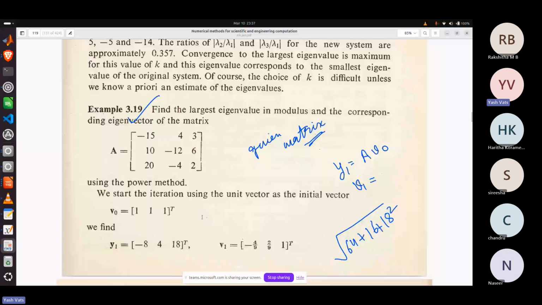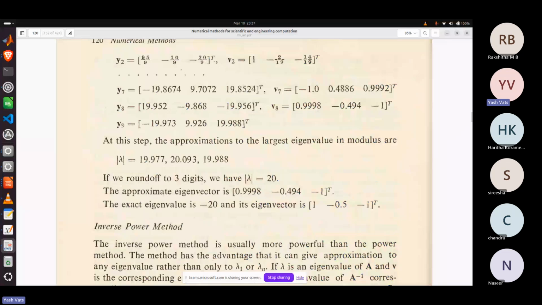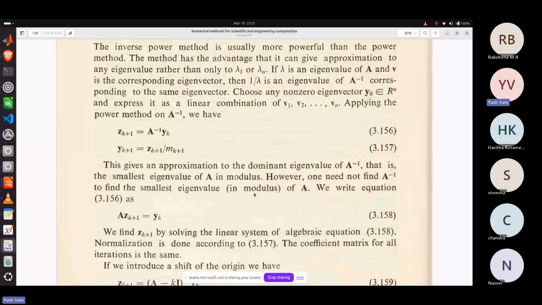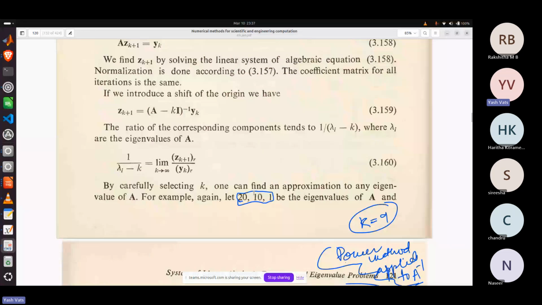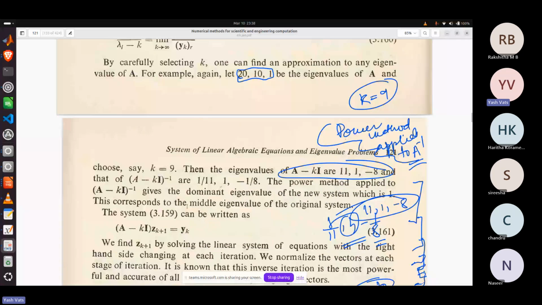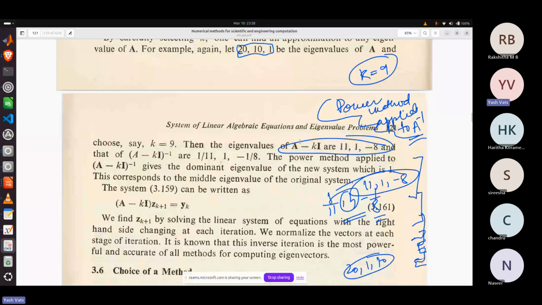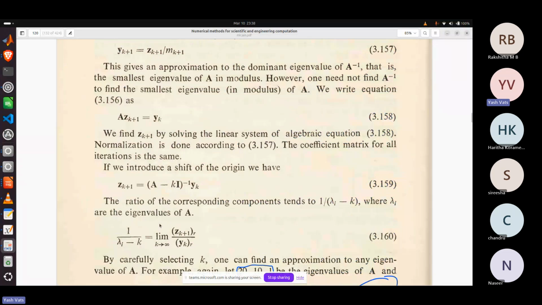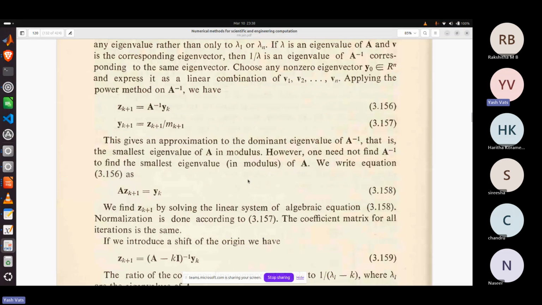Okay, so another thing that I want to focus on is the inverse power method. So what does the inverse power method say? It basically says that you can find the eigenvalues of an invertible matrix, like eigenvalues of A inverse. Eigenvalues of A minus kI are 11, 1 minus 8, and those of A minus kI inverse are 1 by 11, 1 minus 1 by 8. So it's kind of reverse, where the eigenvalues are reversed. It's a similar thing. I won't go into that.